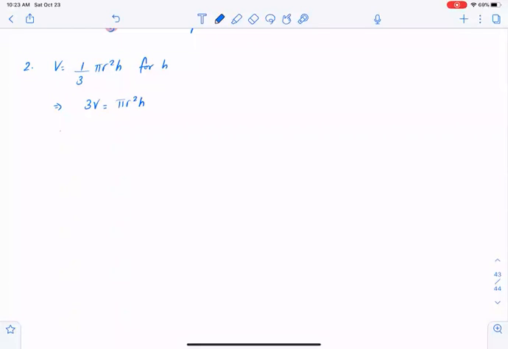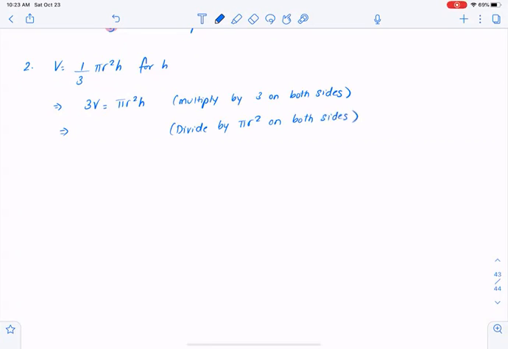The next step, I'm going to divide by pi r squared on both sides. So I will get 3V divided by pi r squared equals h.